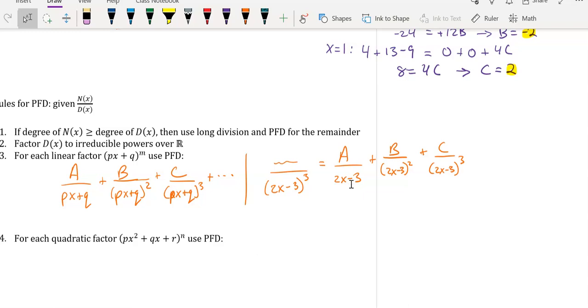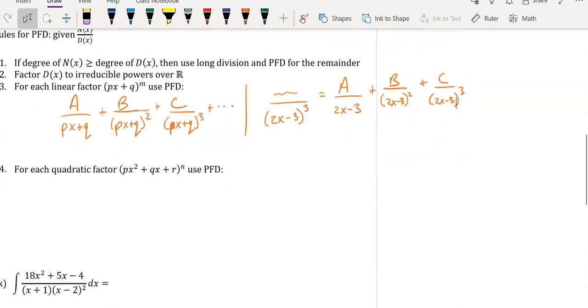Then if we have a quadratic factor, we are going to use partial fractions, but we're going to have a linear factor in the numerator. Here, let me show you. For example, when we split this, we'll have something like ax plus b over px squared plus qx plus r.